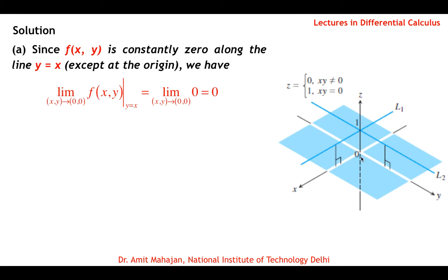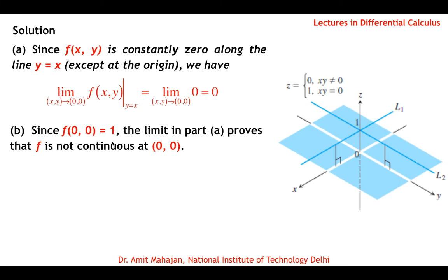As I said, as we move along the y is equal to x line toward the origin, the function values are 0, 0, 0 and so on, 0. So we'll reach here, and this limit value must be 0.